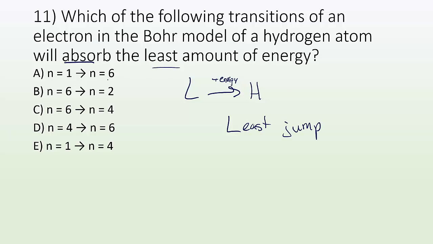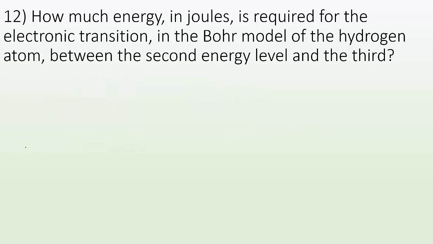Well, that's again, take a look. 1 to 6, well, that's a plus 5. 6 to 2, that's a drop. 6 to 4 is also a drop, so it can't be B or C. 4 to 6 is a plus 2, and a 1 to 4 is a plus 3. So we're talking about the one with the least is going to be choice D, from 4 to 6.